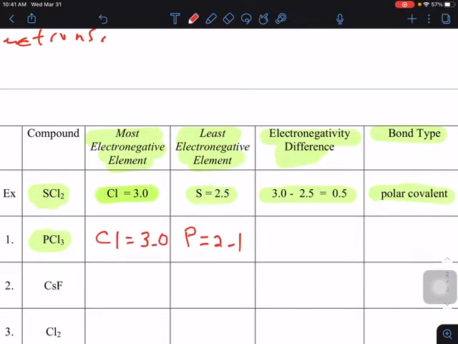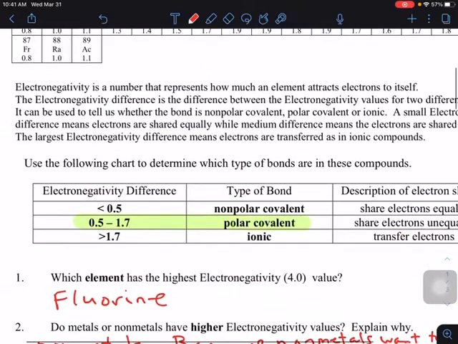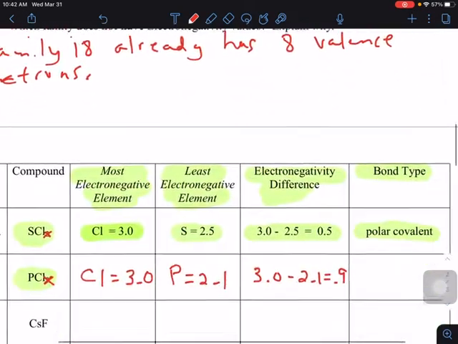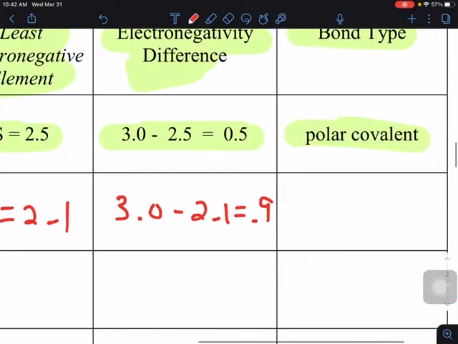And all we're doing is looking at the symbols. We're not paying attention to how many we have. We've got 3 there, we've got 2 there. We're not doing that. All we're doing is comparing the electronegativity numbers for the elements. So we're going to go 3.0 minus 2.1 equals 0.9. And we just go back to our chart. That's between 0.5 and 1.7. That's going to be polar covalent, just like the first one. Polar covalent.